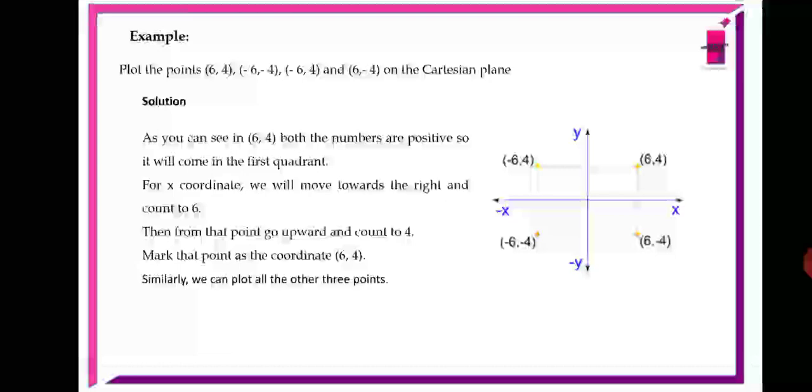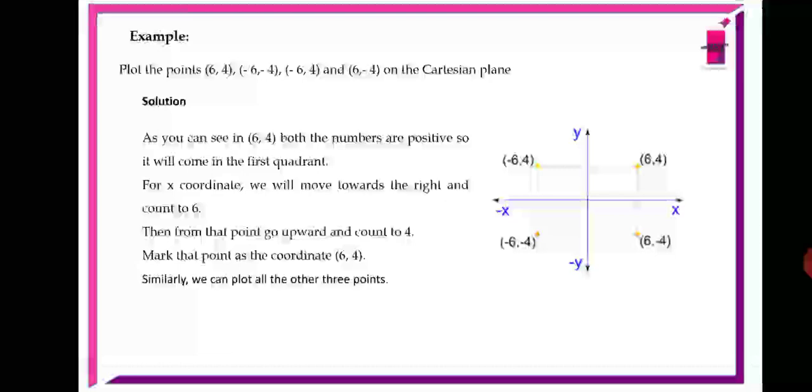Next, the second point is (-6, -4), negative 6 and negative 4, towards left and down. Six points towards left and 4 points towards down, you can plot (-6, -4). And next one is (-6, 4): towards the left of the origin 6 points and upwards 4 points, so we get (-6, 4). Similarly, (6, -4) is on the right side and downwards, which is in the fourth quadrant. So (6, 4) is in the first quadrant, (-6, -4) in the third quadrant, (-6, 4) in the second quadrant, and (6, -4) in the fourth quadrant.